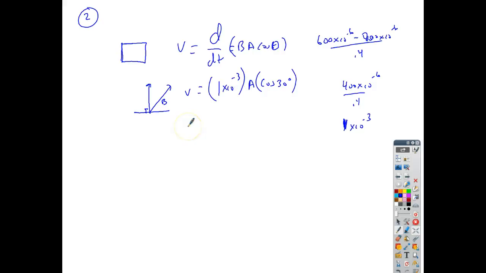And then they tell me the voltage is this, but I have to be careful because it's the total voltage, and they wrapped it into 50 loops. So 0.080 is my voltage, but I have 50 loops. So I'm actually getting 0.0016 volts per loop. So that equals 1 times 10 to the negative third times the area of a loop times cosine of 30 degrees, which is 0.866.